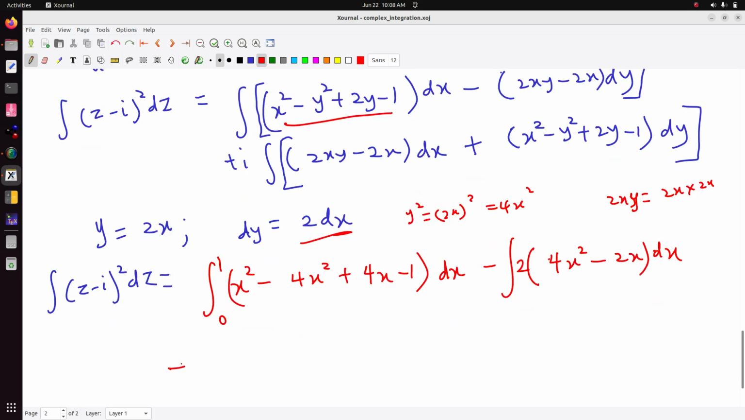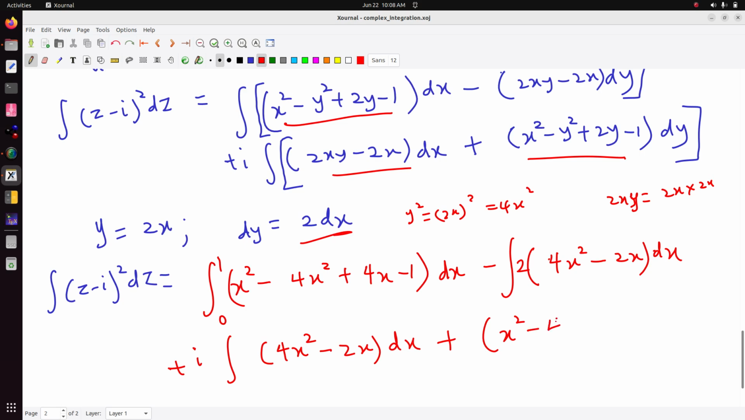Then the third one, which is plus i times the integral of 2xy. We have done 2xy before, which is 4x squared, minus 2x dx. Then plus the last one, which is similar: x squared minus 4x squared plus 4x minus 1, and dy is now 2 dx, with limits 0 to 1.